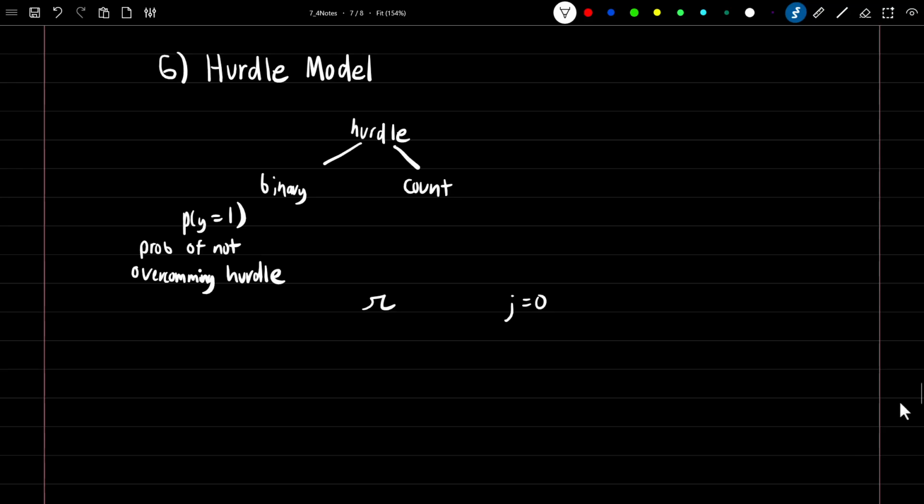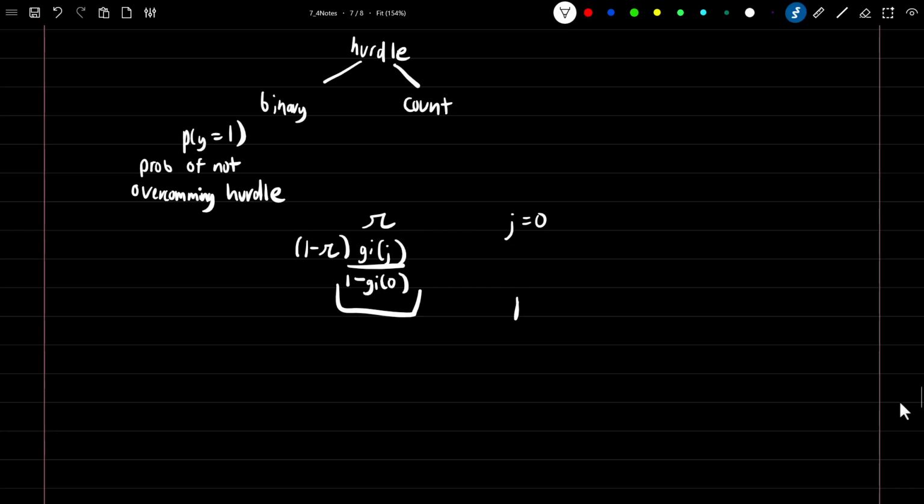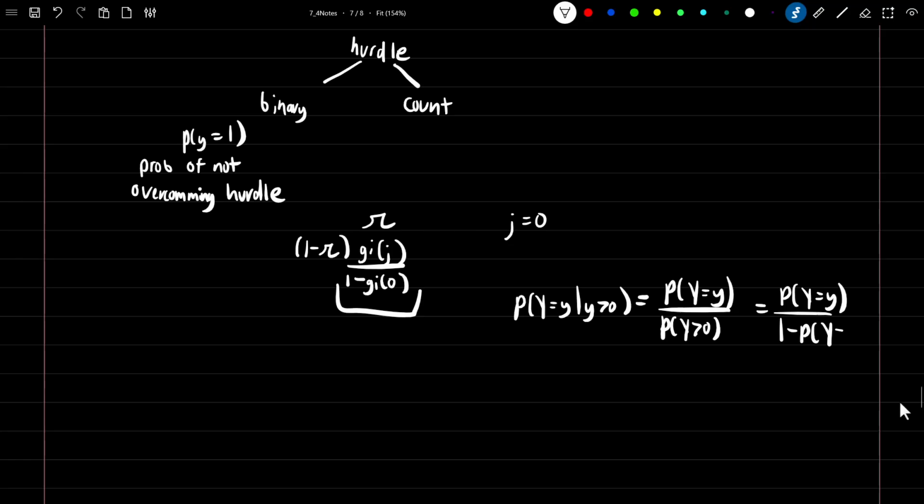Now, given that they entered the pool, then they must have done at least 1 lap. So it's going to be 1 minus pi times our count function at that value over 1 minus our count at 0. Now, this part of the function stems from a truncated distribution, where we can say the probability that y is equal to y, given that y is greater than 0, is equal to the probability that y is equal to y over the probability that y is greater than 0, which is equal to the probability that y is equal to y over 1 minus the probability that y is equal to 0.